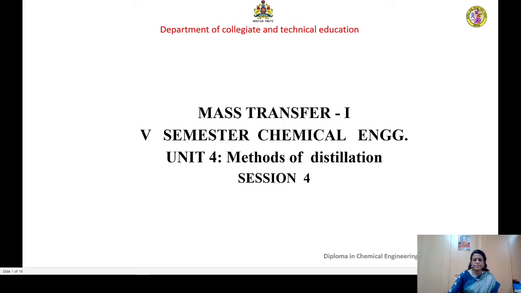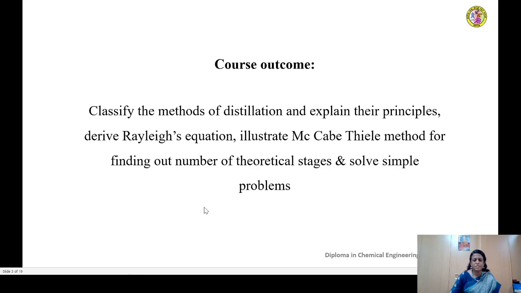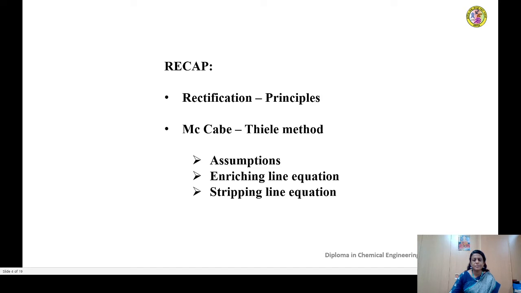Hello students, welcome once again back to Mass Transfer 1. So where we are in the process of understanding the various methods of distillation. This is the fourth session of the unit methods of distillation.